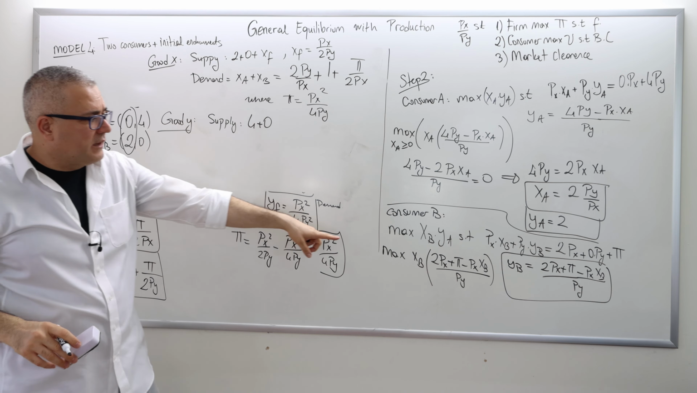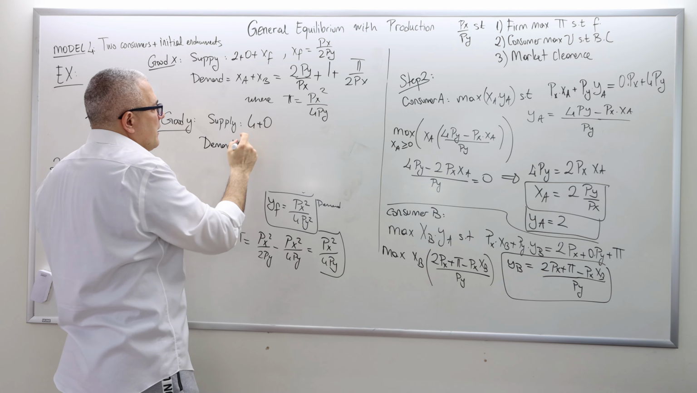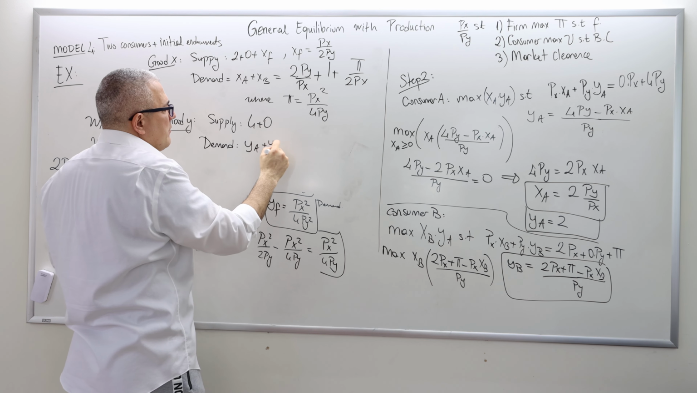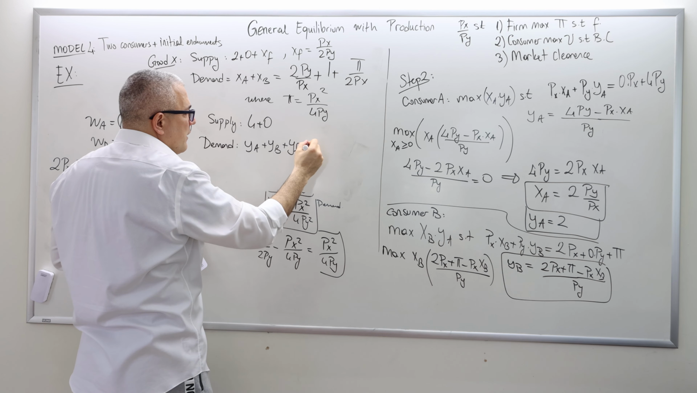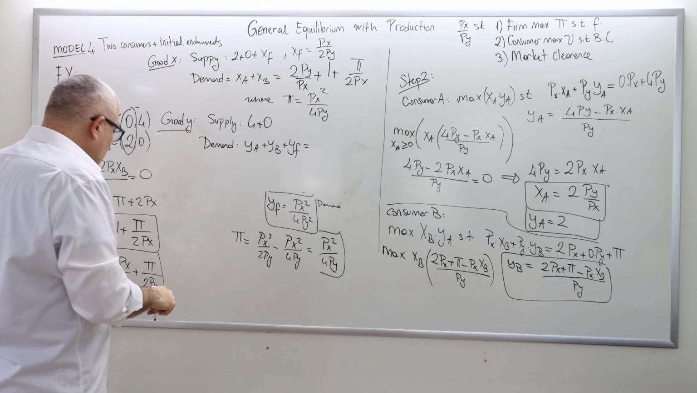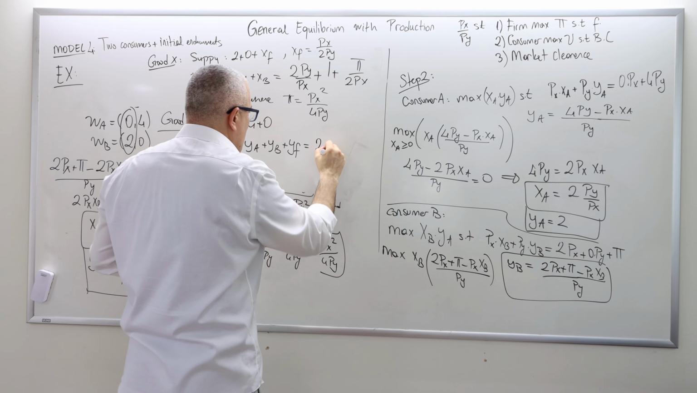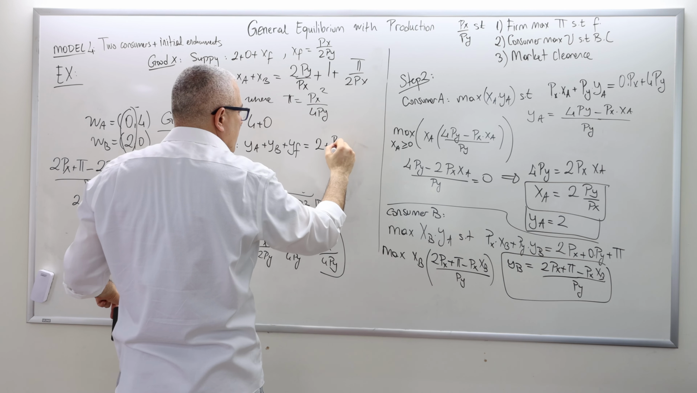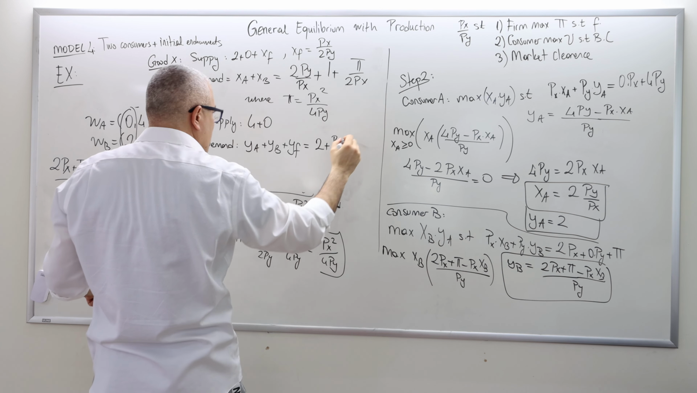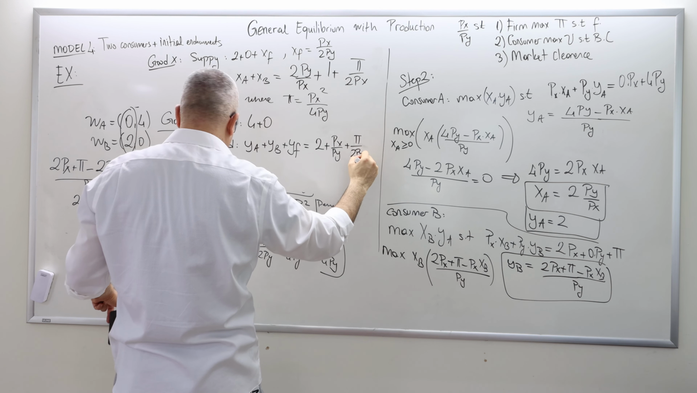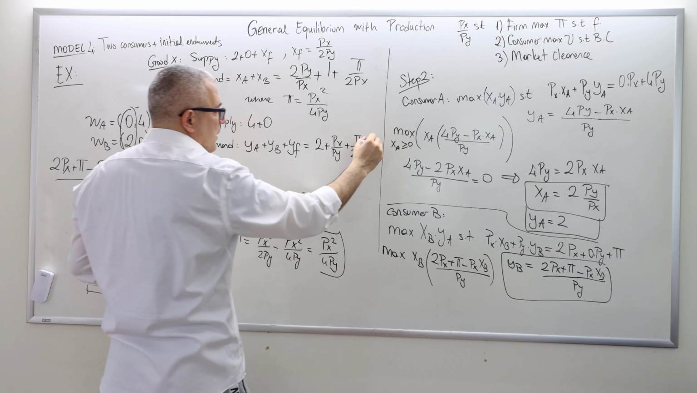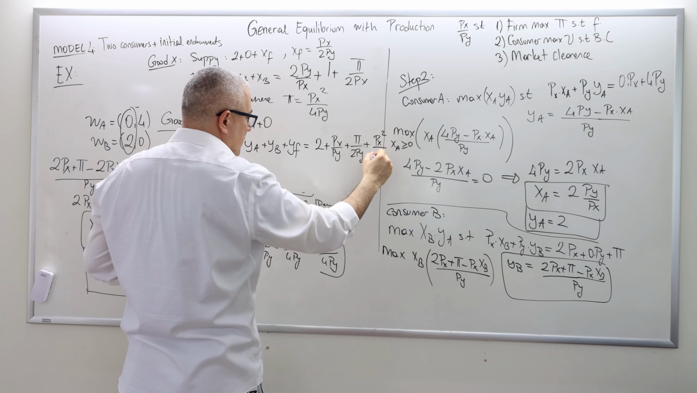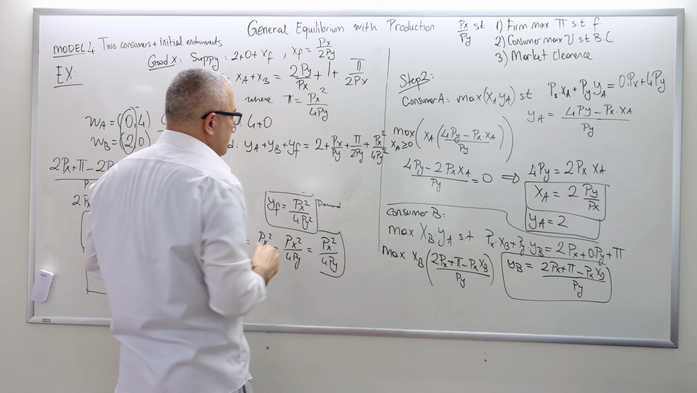And then the demand is going to be agent A, oops, it's not X, it's Y. Agent A demands, agent B demands, and the firm demands, because it's input, all right? So therefore, it's equal to YA is 2, YB is this, PX over PY plus pi over 2PY, and then plus YF, which is PX squared divided by 4PY squared.